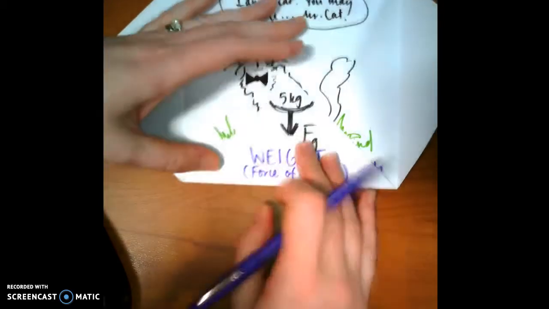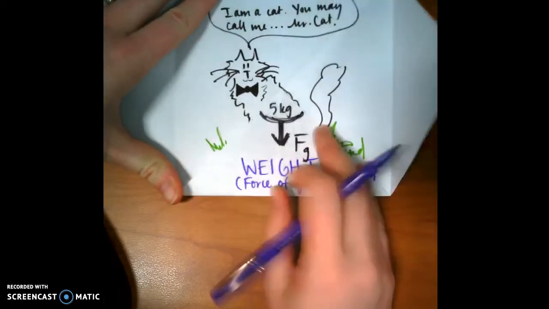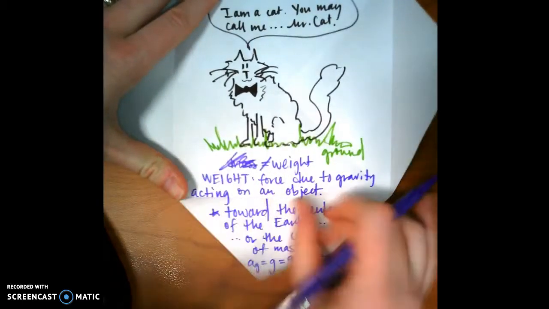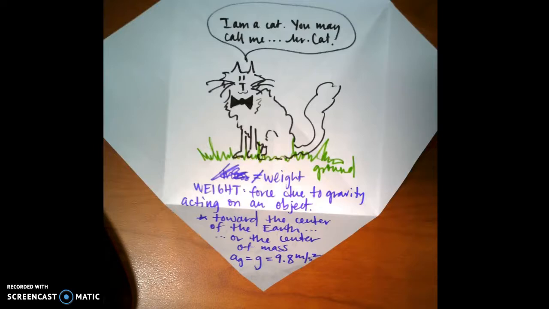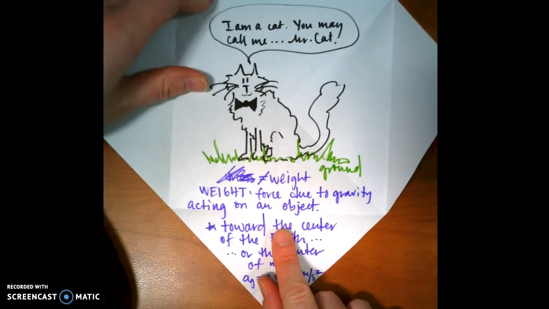So the force of gravity, or the weight, is the first force that we're identifying acting on Mr. Cat here. Now, how come Mr. Cat isn't plummeting down to the center of the Earth here? If he's being pulled towards the center of Earth's mass, shouldn't he be going and accelerating this way?